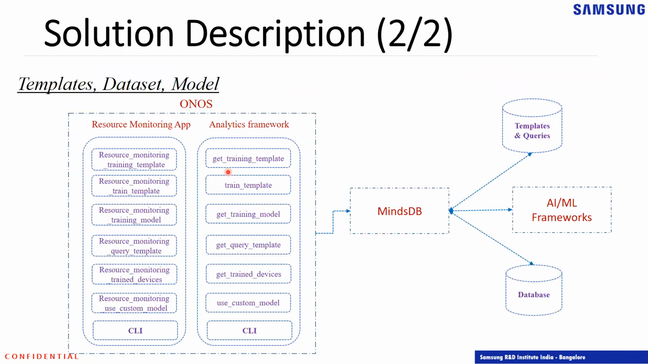Next, here we have demonstrated our case study, resource monitoring. Here you can see the analytics framework section on the ONOS side. It contains all the common APIs that are created for MindsDB, and you can see that these common APIs are common to all the applications residing on the ONOS side. In our case study, let's take the example of a resource monitoring application. You can see every API is extended from this analytics framework, and each API has its own specific purpose, which the application needs according to its business logic.